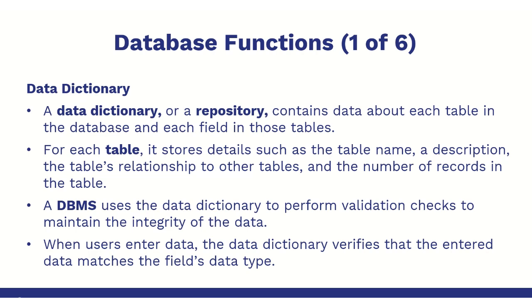A database management system, or DBMS, uses the data dictionary to perform validation checks to maintain the integrity of the data. For example, if you have a field which is an integer, you cannot just enter some other type like a date value to populate the table. When users enter data, the data dictionary verifies that the entered data matches the field's data type.